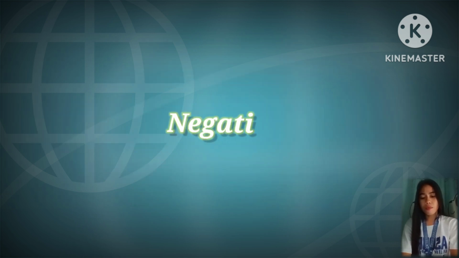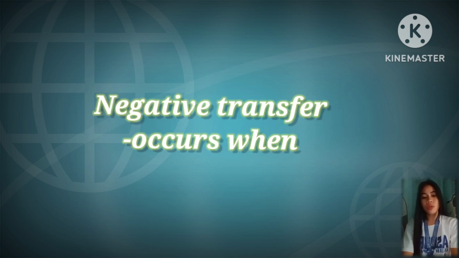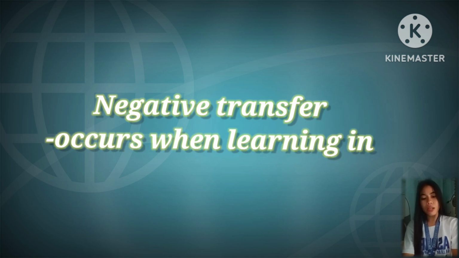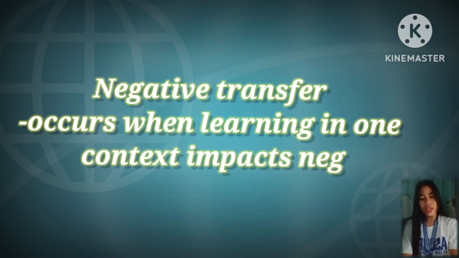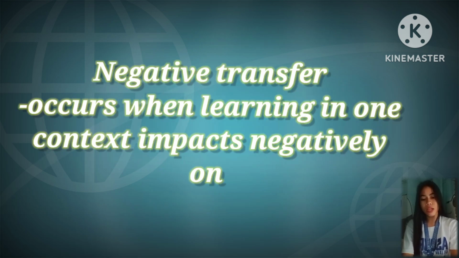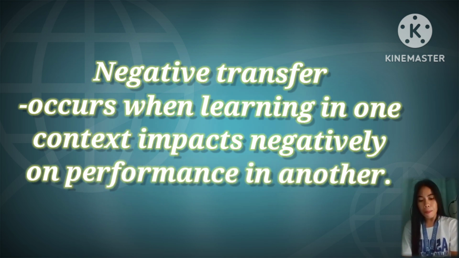The next type of transfer is negative transfer. So, negative transfer occurs when learning in one context impacts negatively on performance in another. So, nangyayari naman ito kapag ang pag-aaral sa isang konsepto is negatibong nakakaapekto sa performance sa iba pang konsepto. Kumbaga, kapag ang pag-aaral ng isang gawain ay nagpapahirap sa pag-aaral ng iba pang konsepto.